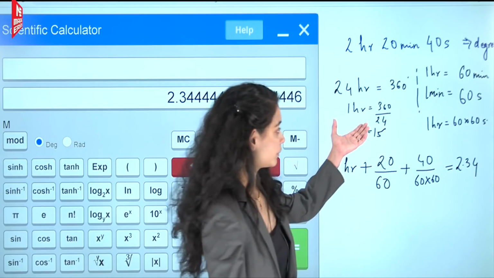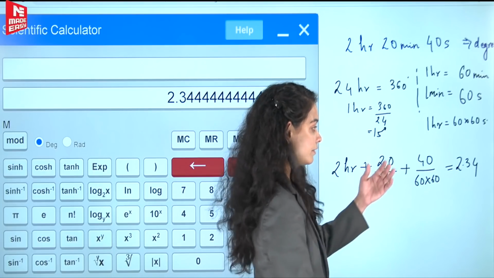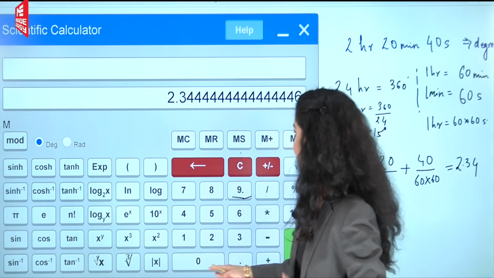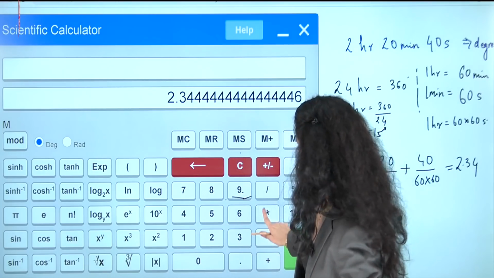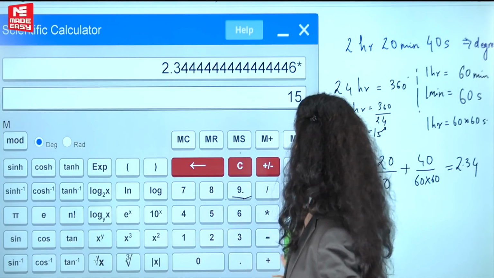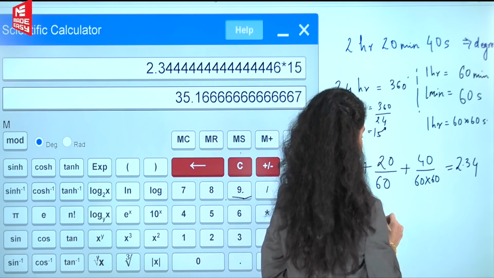Now 1 hour was equal to 15 degrees. So 2.34 hours will be 2.34 into 15. So this is the answer, multiplied by 15, 35.16 degrees. So that will be your answer.